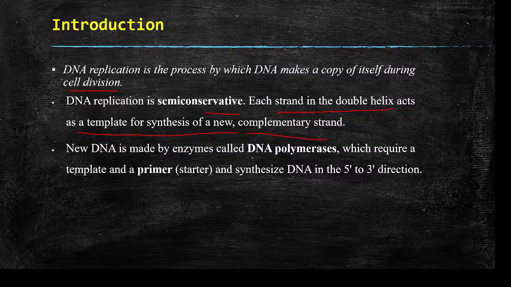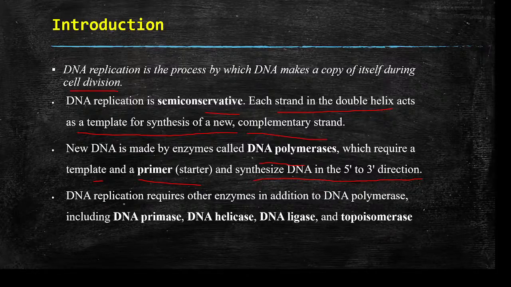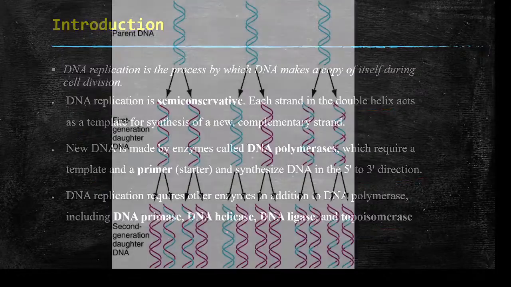Here new DNA is made by enzymes called DNA polymerases, which require a template and a primer, and they synthesize DNA in 5' to 3' direction. DNA replication requires other enzymes along with DNA polymerases. That includes DNA primase, DNA helicase, DNA ligase, and topoisomerase.